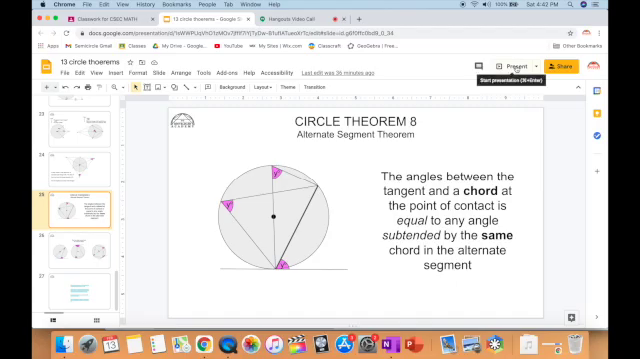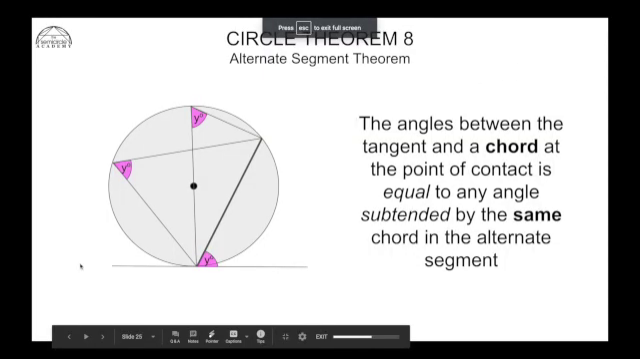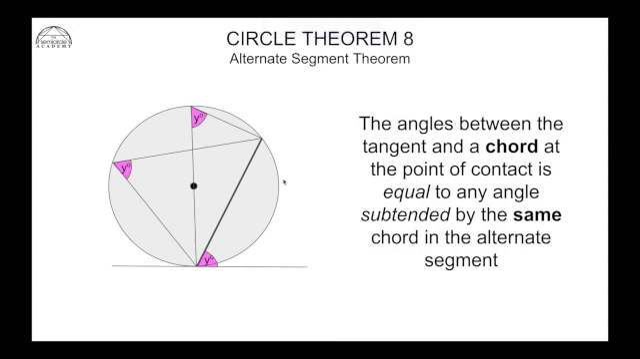So we're talking about Theorem 8, and we see here the angles between the tangent and a chord, right? So you're seeing not the radius but a chord. So we have a chord here. You could call this the chord AB. So we have the minor arc AB, right? And you know AB will subtend these angles Y. So these angles Y are subtended by a chord.